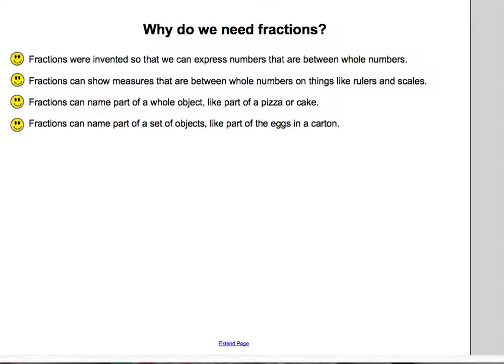Fractions can show measures that are between whole numbers on things like rulers and scales. Fractions can name part of a whole object, like part of a pizza or part of a cake. Fractions can name part of a set of objects, like part of the eggs in a carton, or part of all of the DVDs Mrs. Harmoning owns.